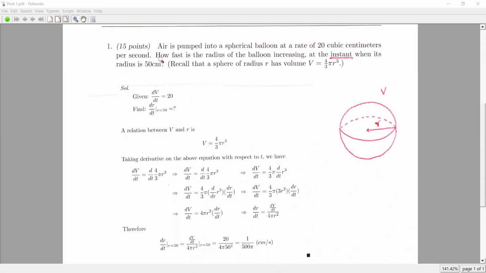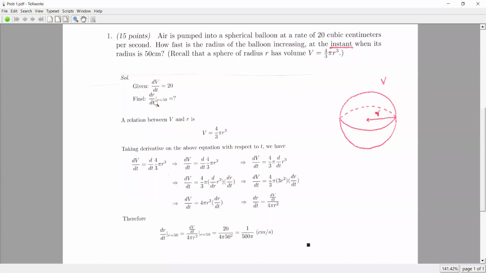The question is, how fast is the radius of the balloon increasing at the instant when the radius is 50 cm? To answer this question, we need to compute the derivative of R, the radius, with respect to the time t. Then evaluate the derivative at R is 50. A relation between R and V is the spherical volume formula.